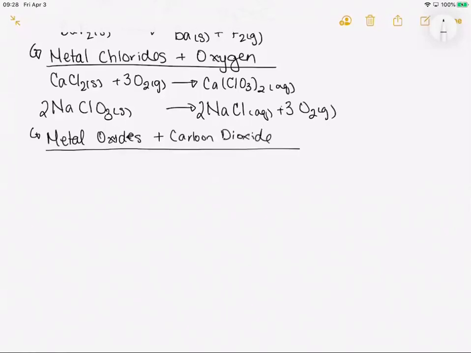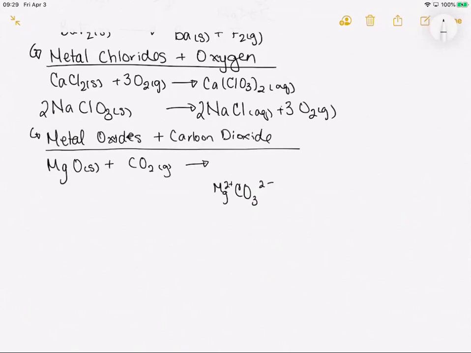And I'm sorry how terrible my writing is. Okay, so let's think about, we have a metal oxide. Let's do magnesium oxide. So this is going to be a solid. What's going to happen with carbon dioxide gas? So you have to think about what polyatomic ion it's going to form, and it's actually going to form a carbonate. So carbonate is 2-, and we're going to balance it with magnesium, which is a 2+ ion.